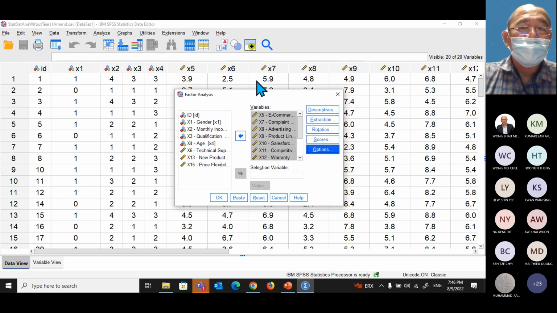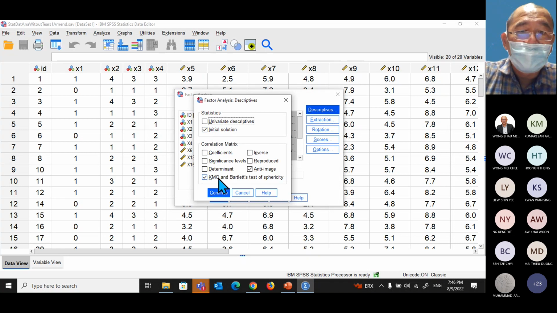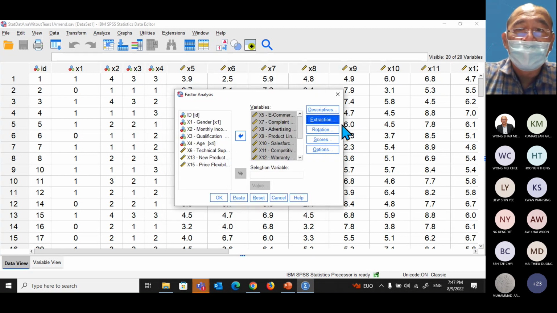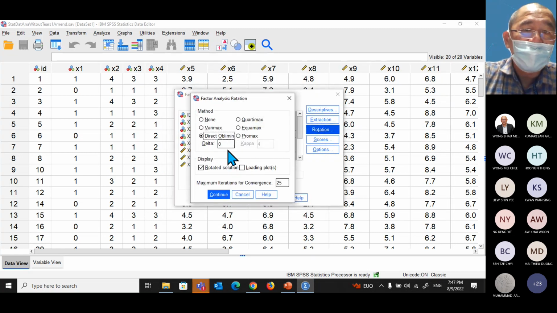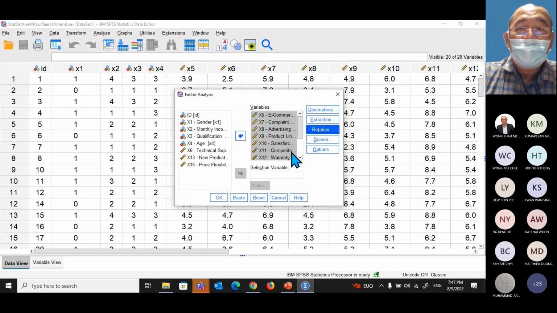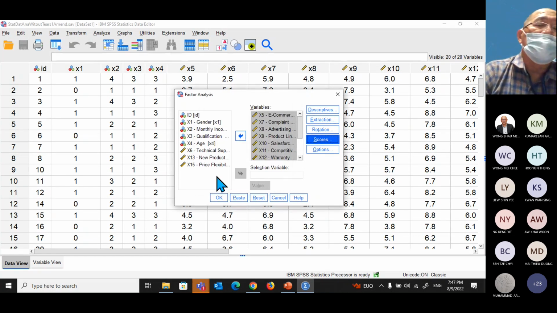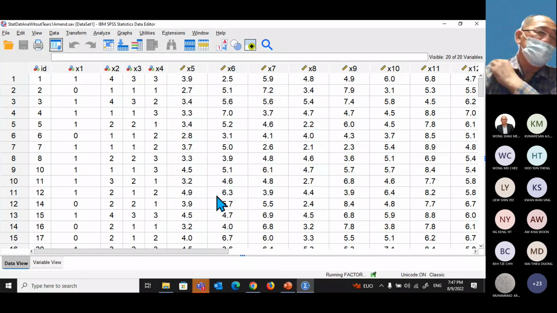Any question you want to ask? Quick review: Descriptives, KMO, anti-image. Extraction, scree plot, the rest just follow the default. Rotation, we use Direct Oblimin, which is the correlated. Scores, tick Save as variables, meaning factor score will be a variable. This is all. We click OK. Wait for 10 seconds to get the output.